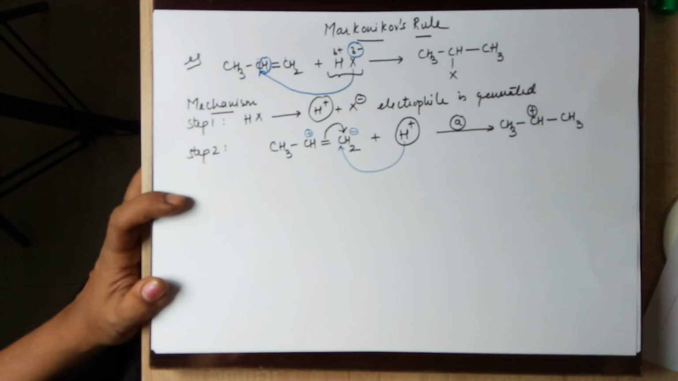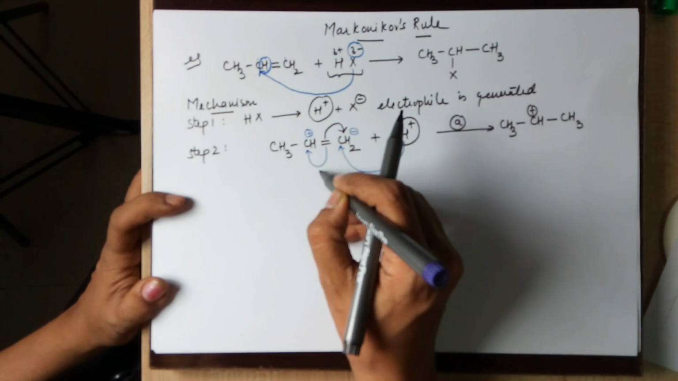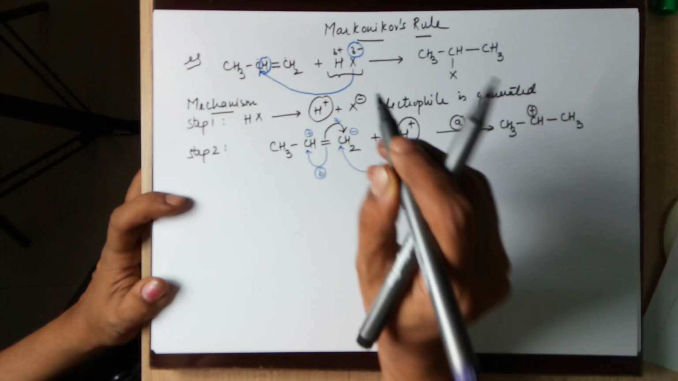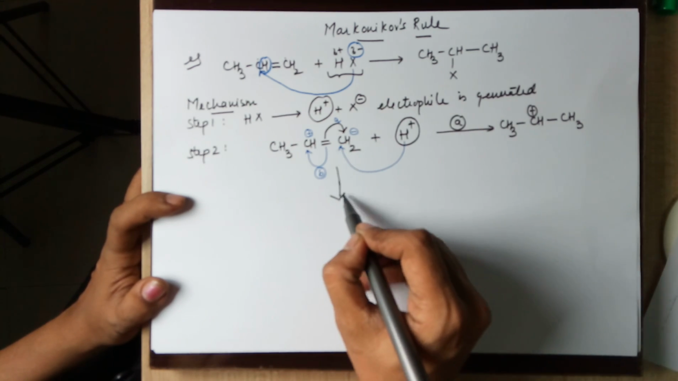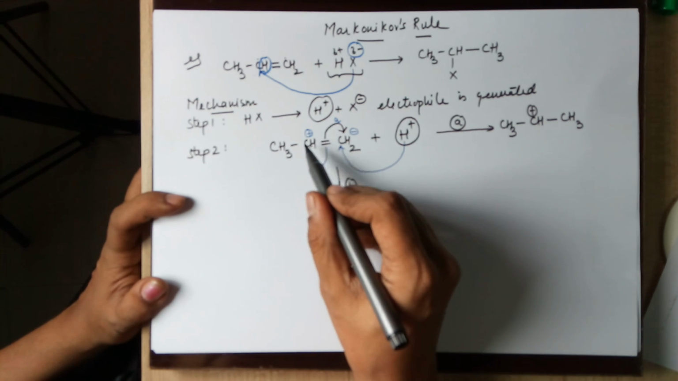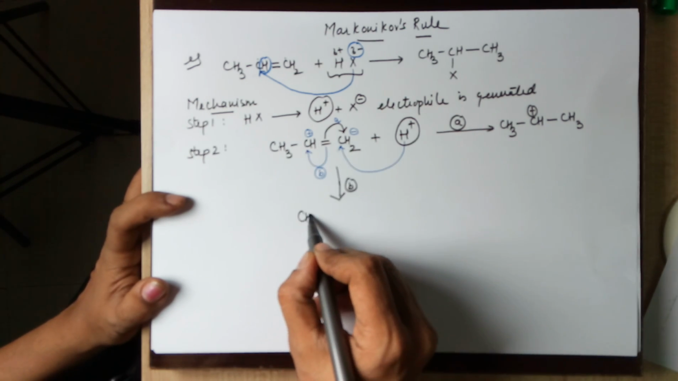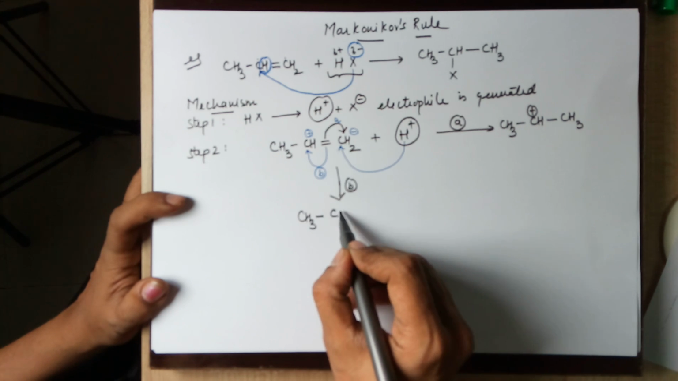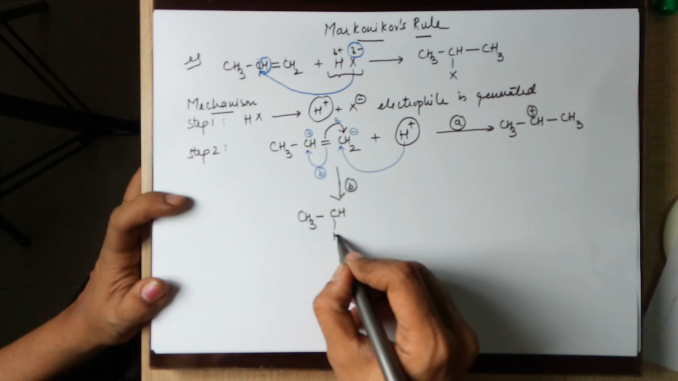The second option could have been that the pi electron could have shifted like this. In that case, I call it route B. This was our route A. In route B, I would have the electron cloud shifted to this particular carbon. Now, this particular carbon gets a negative charge. Thereby, the proton will have to attack here, leading to CH3, CH already, and an H plus goes here.